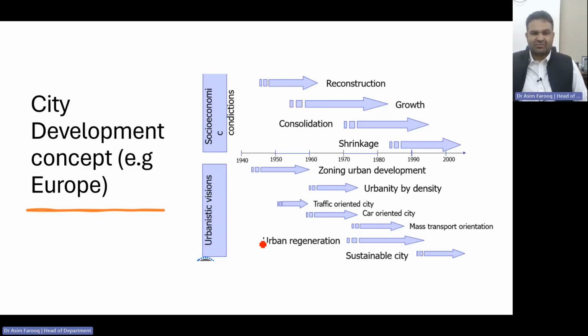This is just one last glance at how city development concepts took place in Europe in terms of the socio-economic, and when the urbanistic visions were introduced. So you can see here, starting from 1940, there were only reconstruction, consolidation, and growth. Okay, but with that specific concept of vision, different things started.